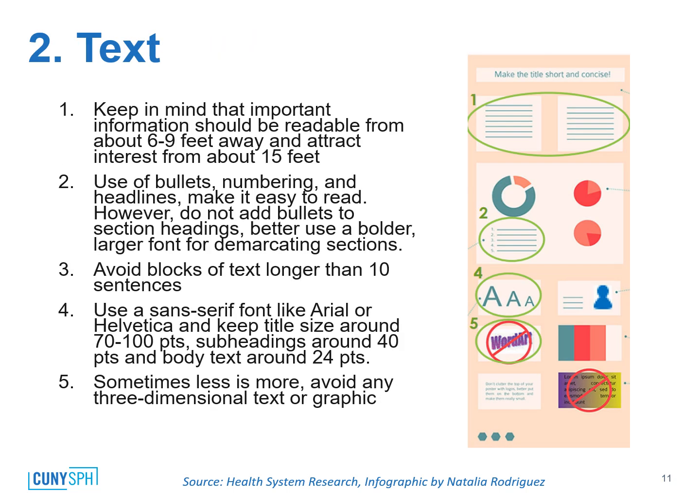Next, we have text, which is one of the most common problem areas on student posters. Here are some rules of thumb. People should be able to read key information from 6 to 9 feet away, which means large fonts and minimal clutter. Use bullets and clear headings to make scanning easy. Avoid putting bullets on section titles, rather let the font size do the work. Also avoid long text blocks. If a section is more than 8 to 10 sentences, it's way too much.